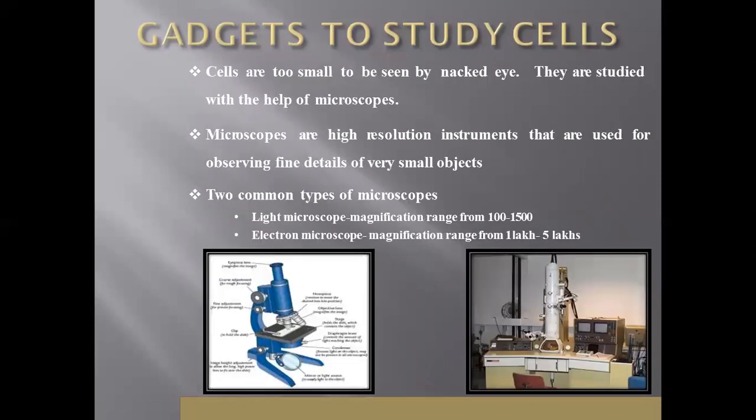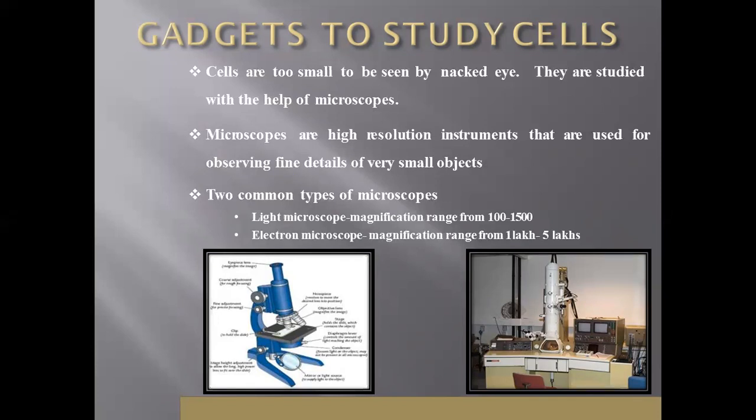Now, what are the gadgets that we use to study cells? The gadget that we use to study cells is the microscope. We can't see the cell with our naked eye, so we study cells with the help of a microscope. I have given 2 figures. One figure shows the compound light microscope. The other one on the right hand side is an electron microscope. The compound light microscope on the left hand side is used in laboratories. The magnification range is 100 to 1500. So the compound microscope magnifies the image around 100 times to 1500 times.